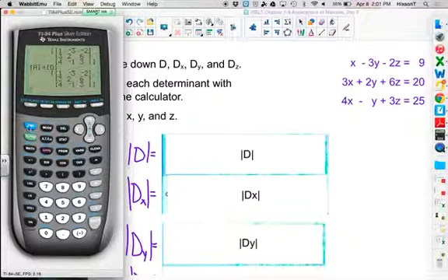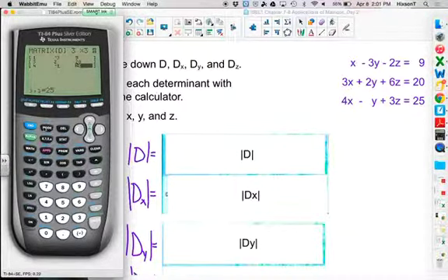So now we're going to go back to matrix. We're going to edit the 4th one, make that our D sub z. So 9, 20, and 25. Make it interesting. There we go, 25. And again, we hit quit. So now it's just a matter of finding the determinants.